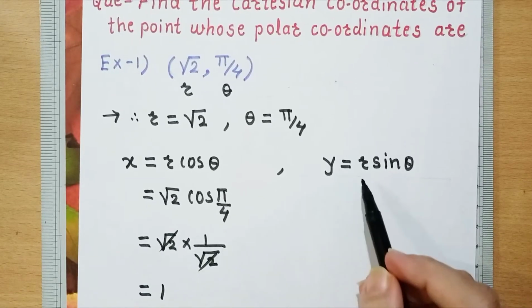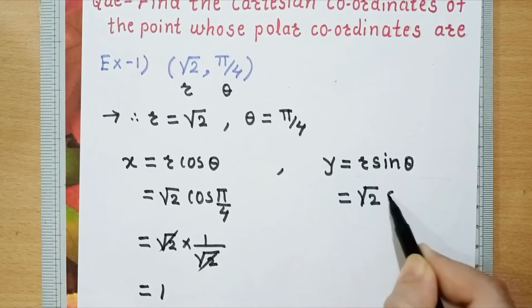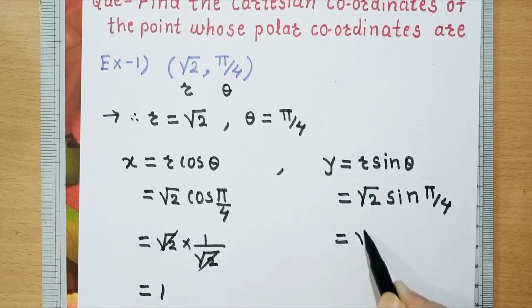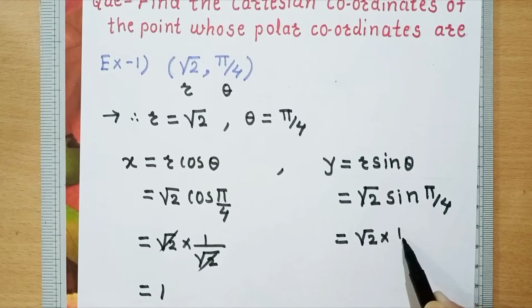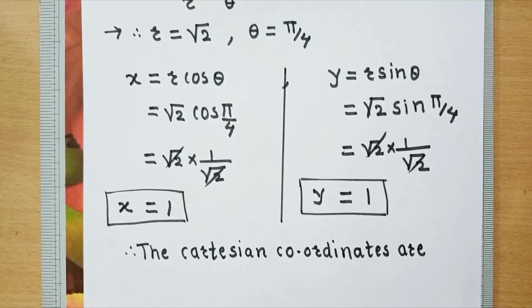Now in the same way we will solve this also. Here r is root 2 and the value of sin pi by 4 is 1 upon root 2. Here also this gets cancelled, and so the answer is 1. So write down the final statement. The Cartesian coordinates are 1 and 1.